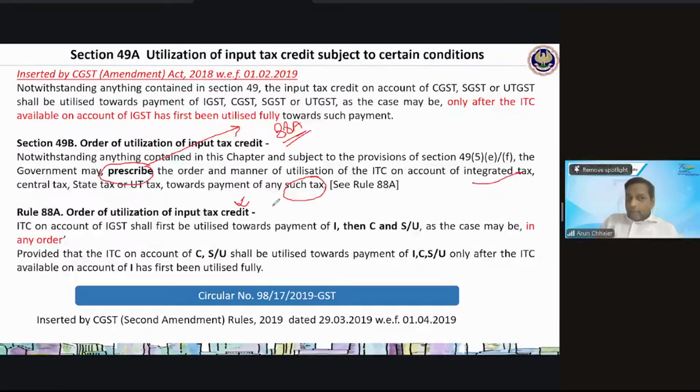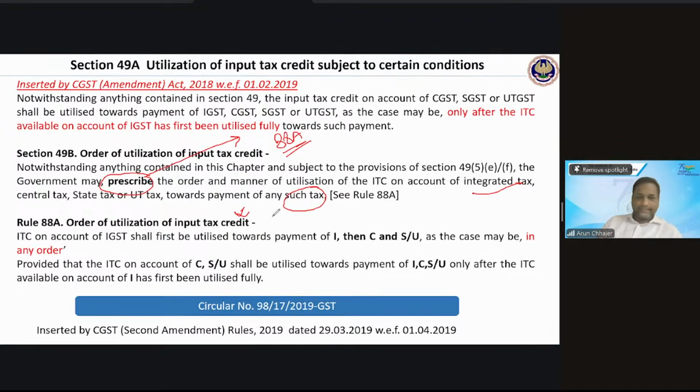Next, we have also understood that 49B will not override clause E and clause F of section 49.5. In short, can you tell me what is clause E and what is clause F? Tell me in short. What does it say? C will not give to S, S will not give to C.